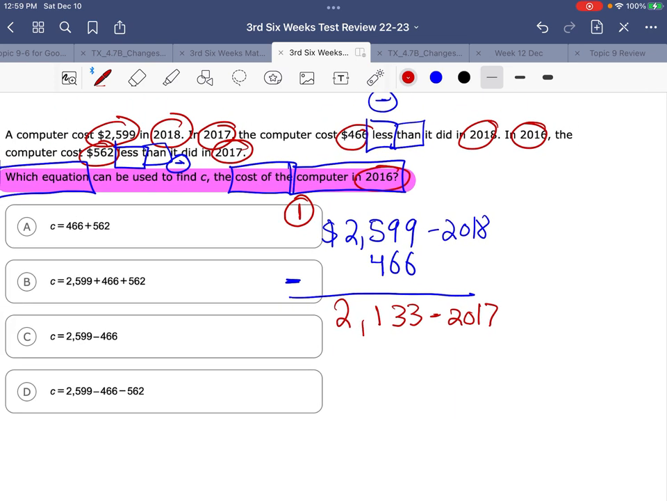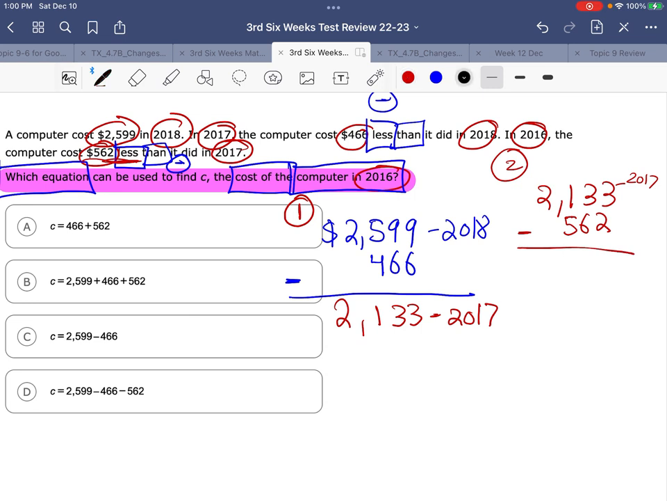Then it says, in 2016, the computer cost $516 less than it did in 2017. So I already know 2017, it's $2,133. And I'll put this as 2017. This is my second step. It says that it was $562 less in 2016. So I'm going to subtract again, less than. I'm going to do 562.